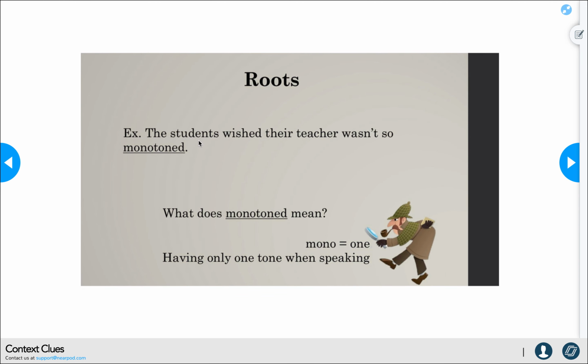Okay, here's another example. The students wish their teacher wasn't so monotoned. So what does monotone mean? Mono means one, having only one tone when speaking. And we all know those types of teachers. When I was in high school, I had a teacher named Miss O'Leary, and she talked like this all the time, even in the most interesting subject. So I would fall asleep in her class. I'm not gonna lie. I wish I hadn't because it was an amazing class, but her monotone did not do it for me. So that's what that means, having one tone.